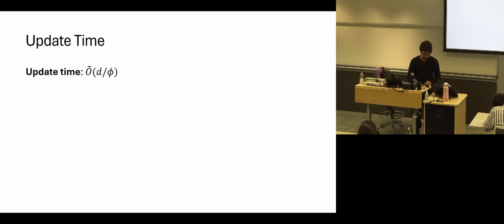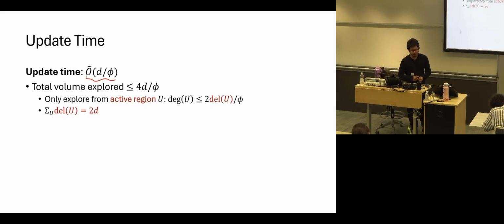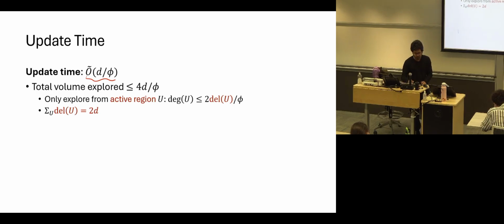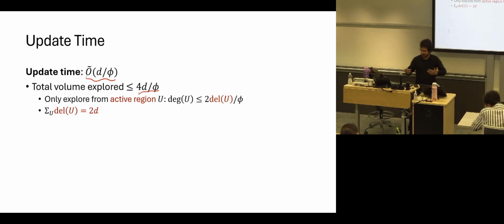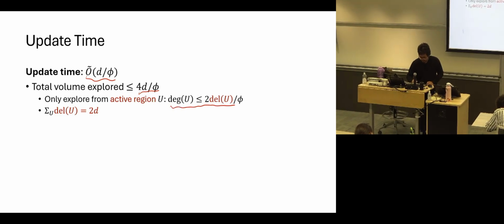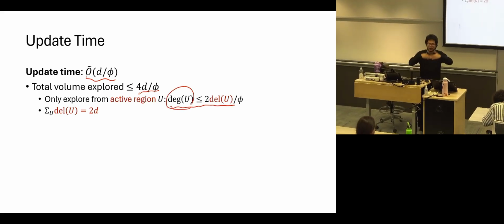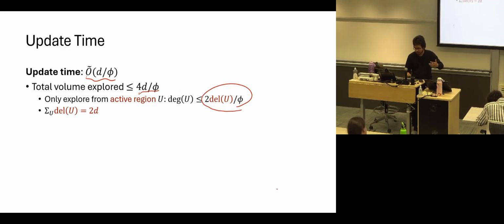I claim that it's going to be something like d over phi. Let's prove something without the data structure first. The claim is that the total volume that we ever explore is going to be small, something like d over phi. Why? Because we only continue exploring from the active region. For each active region, the volume that you explore is bounded, because you can charge it: the volume of the region is small compared to the number of deletions.